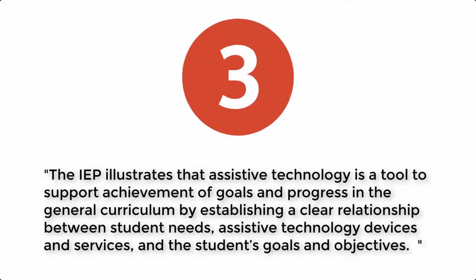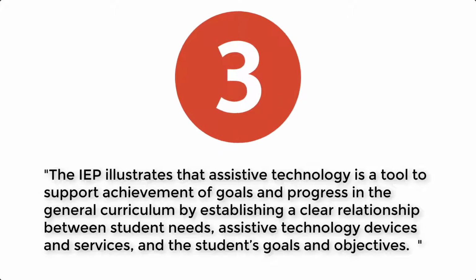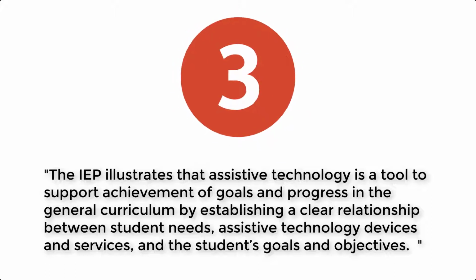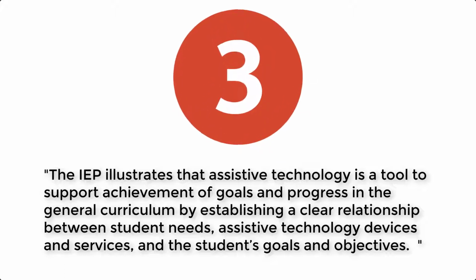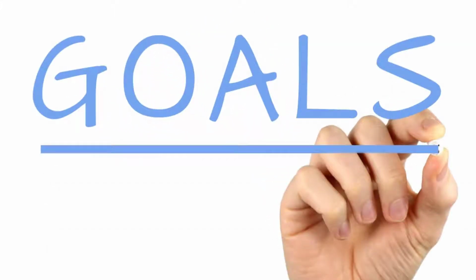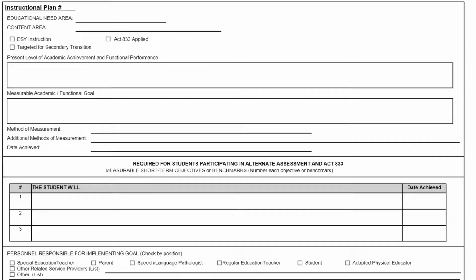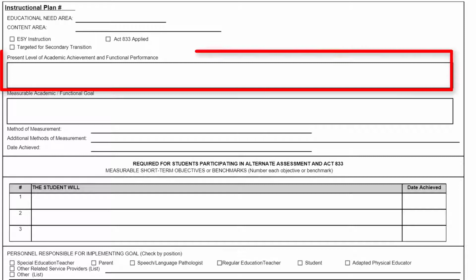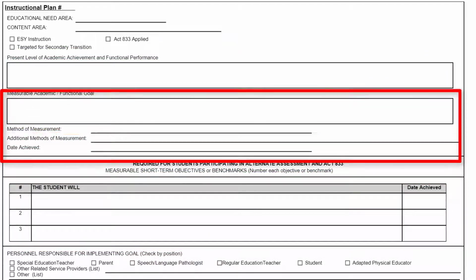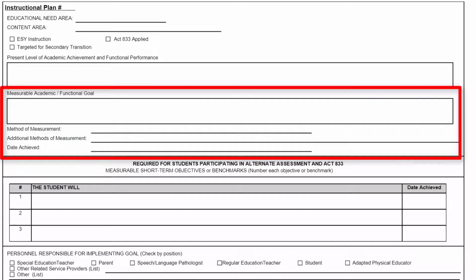Number three, the IEP illustrates assistive technology is a tool to support achievement of goals and progress in the general education curriculum by establishing a clear relationship between student needs, assistive technology devices and services, and the student's goals and objectives. Most goals are developed before decisions about assistive technology are made. However, AT can be incorporated into the IEP goal in the present level of functional performance or objectives themselves. In some cases, entirely new goals may be developed for a student to learn or to successfully transition to a different environment with the device.